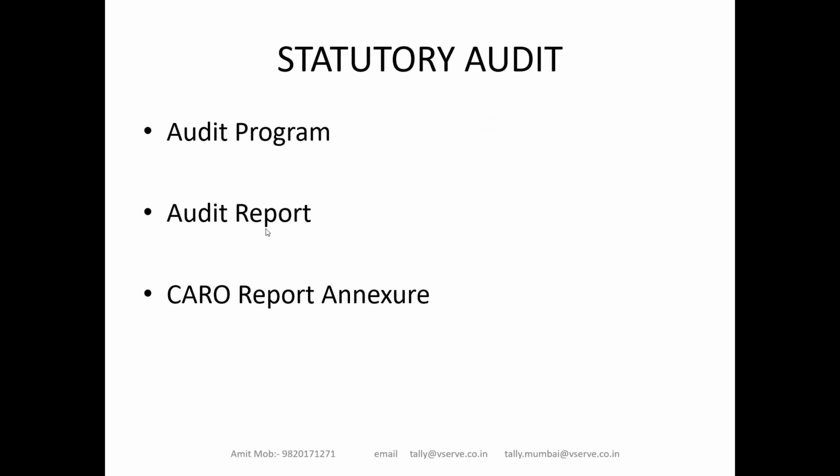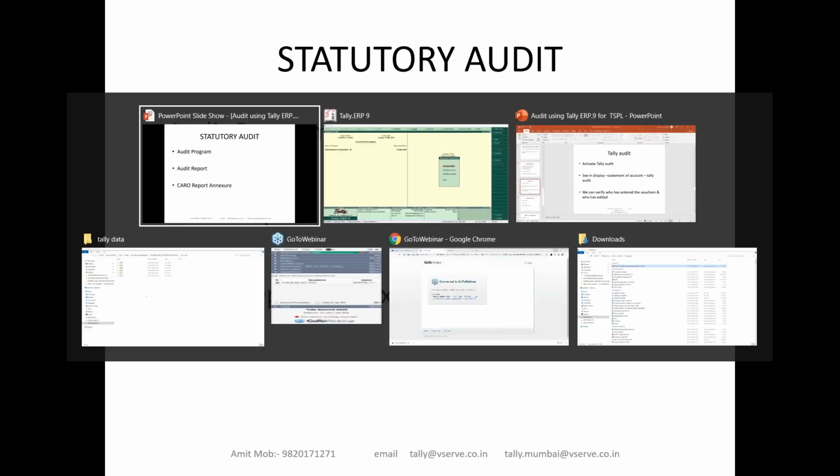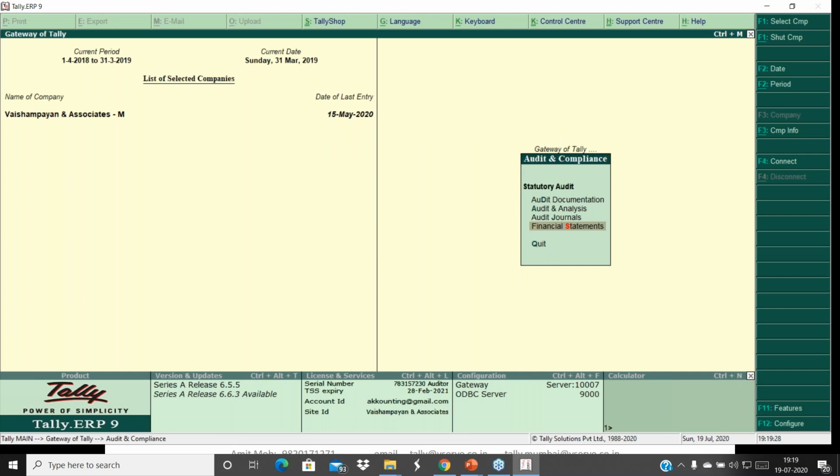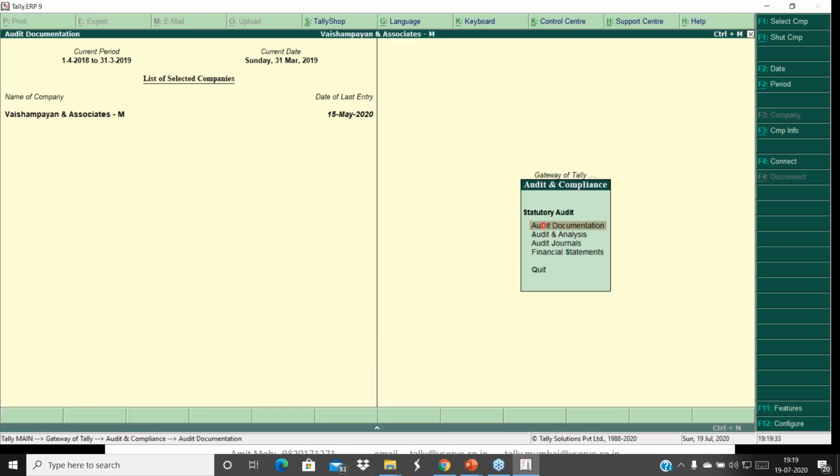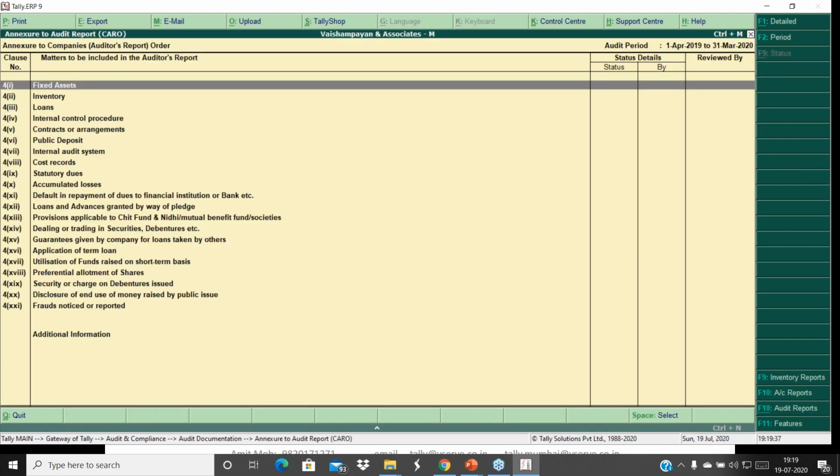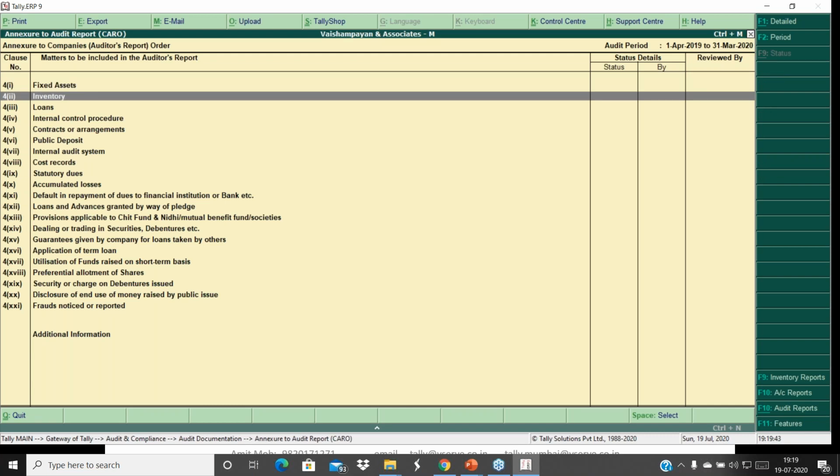The next is audit report and CARO report annexure. CARO report annexure I just now discussed, where I showed you the audit documentation. These are your CARO annexures, where for each of the types CARO annexures are available. As I also mentioned, it is normally used for taking signatures, at least if the client is very small. If the client is big enough, you can seriously use it, and I would suggest at least for 1 year with one client, try using it. It will definitely help you.